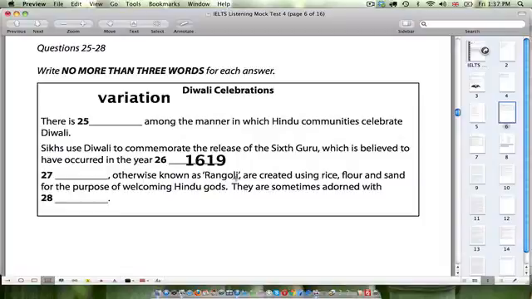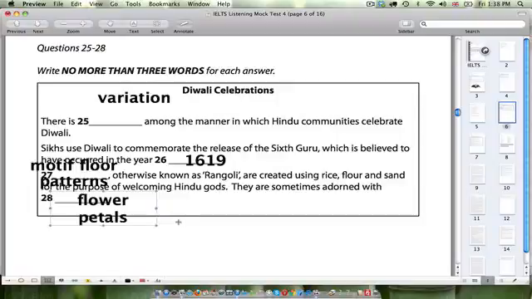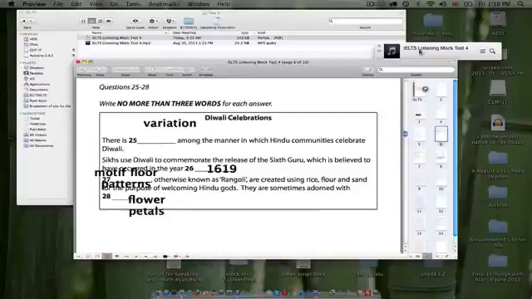Otherwise known as rangoli, are created using rice, flour, and sand for the purpose of welcoming Hindu gods. So this was floor decorations, you could write, that would be correct, or motif floor patterns. But floor decorations would be fine too. They are sometimes adorned with, they are sometimes decorated with, and then the answer is flower petals. Okay, so as we predicted, obviously this was going to be a date, and these two are nouns. Let's continue.